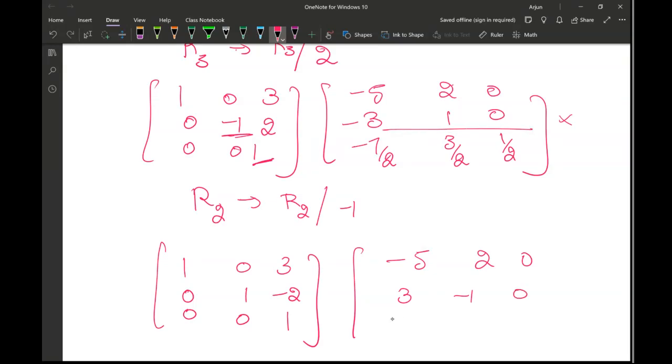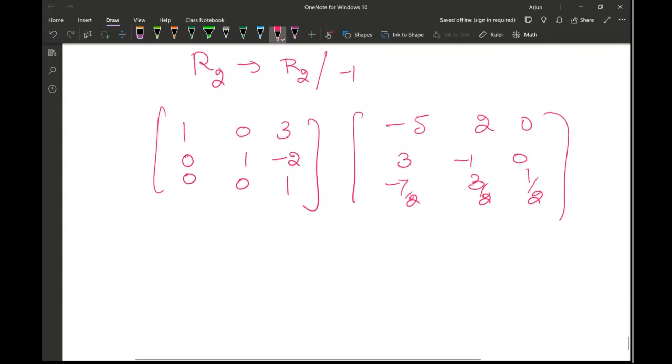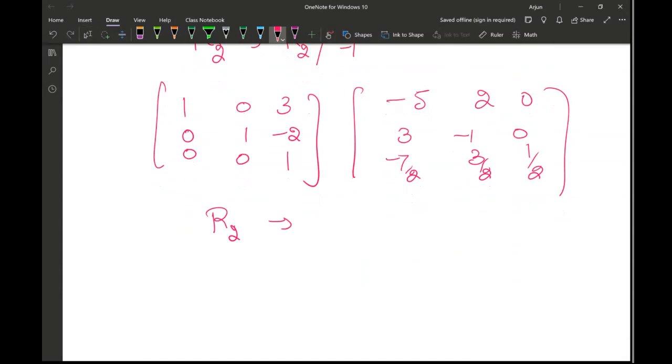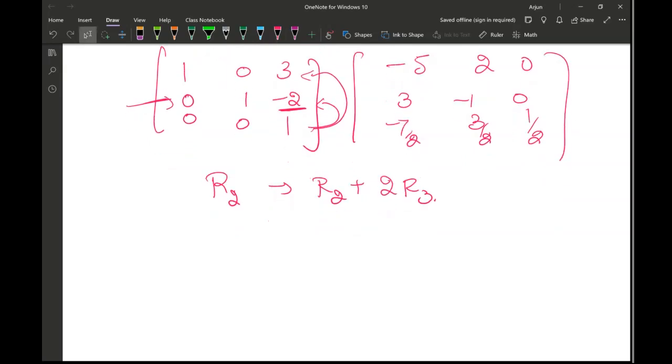So this is an easy step. Minus 7 over 2, 3 over 2, and 1 over 2. We haven't made much of a change here. All right, so next step I'm going to apply is on R2, that is R2 plus 2R3. So actually the whole goal is to make these terms 0 now, and then later on this term as 0. That's what we are trying to do.